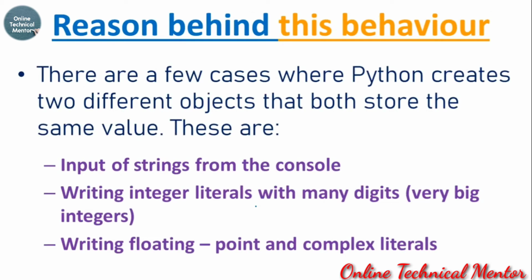Reason behind this behavior: there are a few cases where Python creates two different objects that both store the same value. These are input of string from the console, writing integer literals with many digits, very big integers, and writing floating point and complex literals.